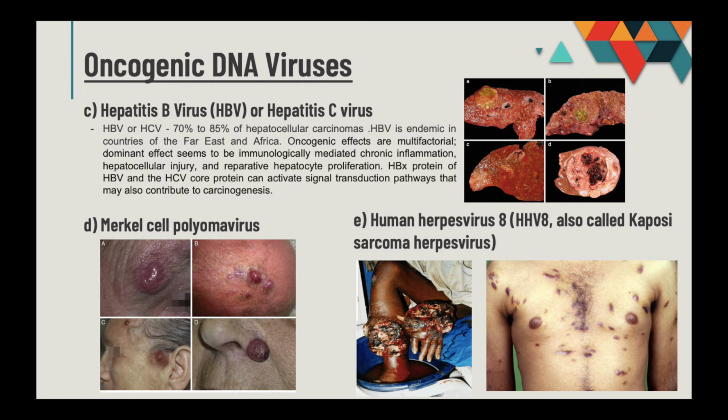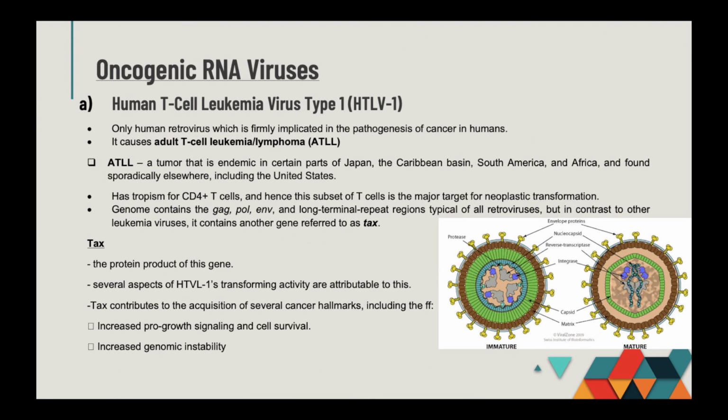Merkel cell polyomavirus and human herpesvirus 8, or HHV8, also called Kaposi sarcoma herpesvirus, are oncogenic DNA viruses. The oncogenic RNA viruses include human T-cell leukemia virus type 1, the only human retrovirus firmly implicated in the pathogenesis of cancer in humans. It causes adult T-cell leukemia or lymphoma, or ATLL. ATLL is a tumor that is endemic in certain parts of Japan, the Caribbean Basin, South America, and Africa, and found sporadically elsewhere, including the United States.